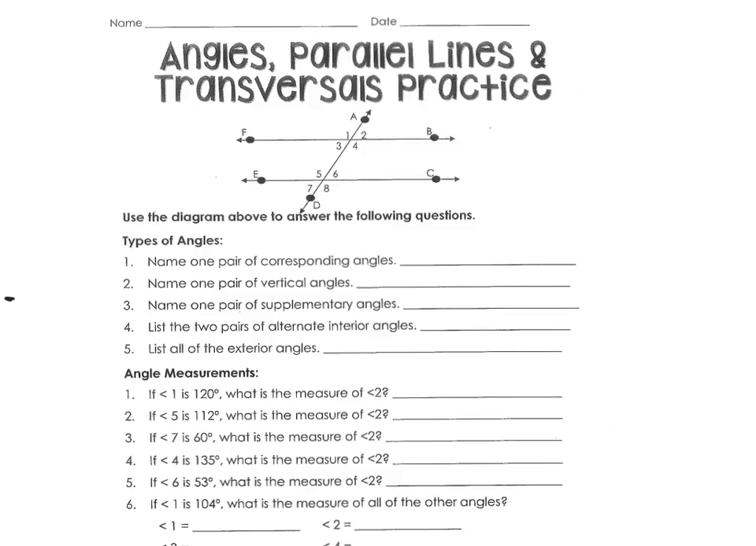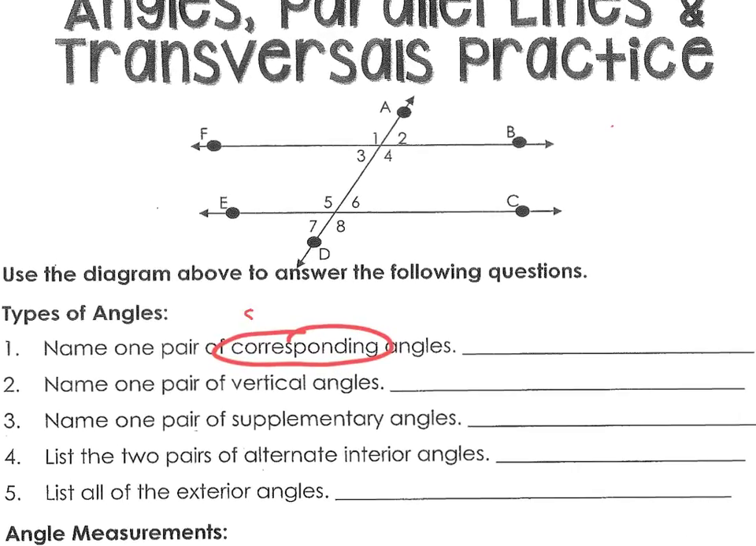Number 1 says name one pair of corresponding angles. So corresponding means that they're going to be on the same side of the transversal, and basically the same measurement. So just one random pair of corresponding angles would be angle 2 and angle 6. Those are both acute angles. They're on the same side of that transversal, so we can say angle 2 and angle 6.